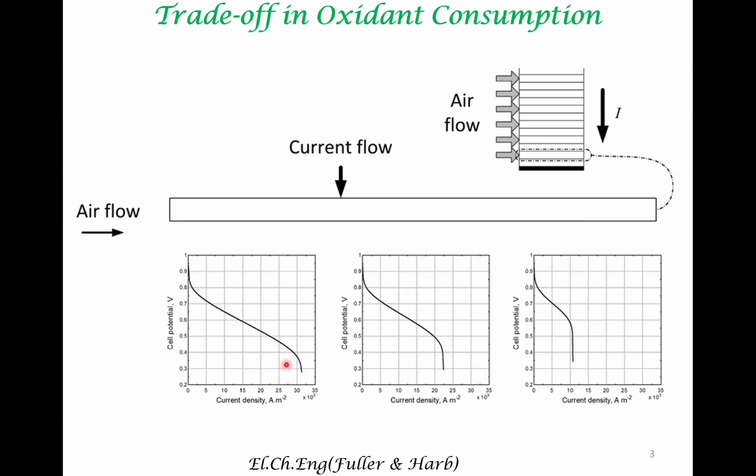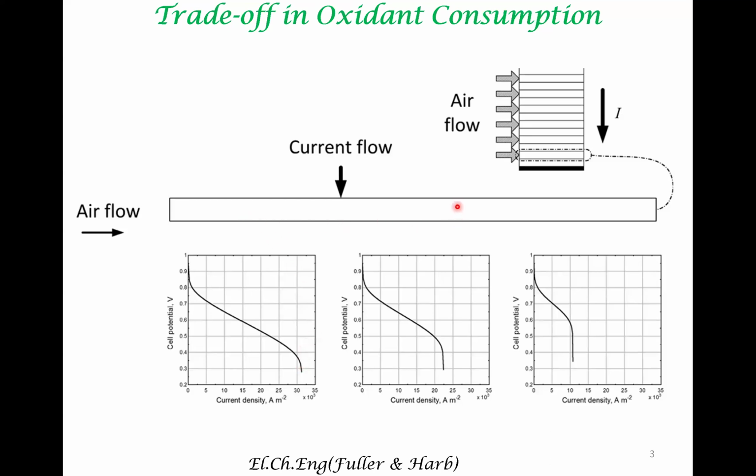So this is a polarization curve. This region is dominated by activation over potential. This is the ohmic over potential region. Because of very limited amount of oxidant available to you at higher current density, concentration over potential kicks in. Therefore, the potential that you can get from the fuel cell dramatically decreases in this region. You do not want to be operating in this region.